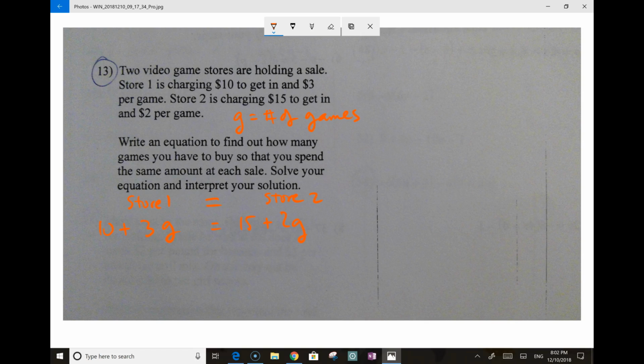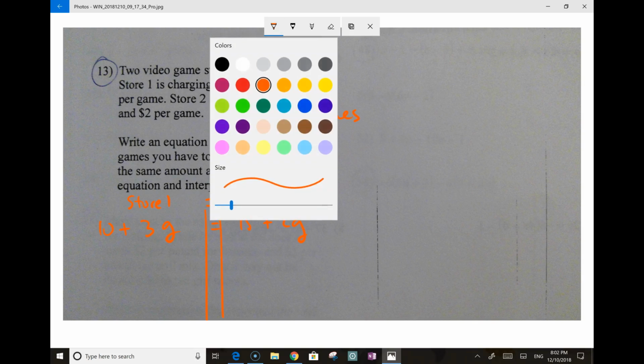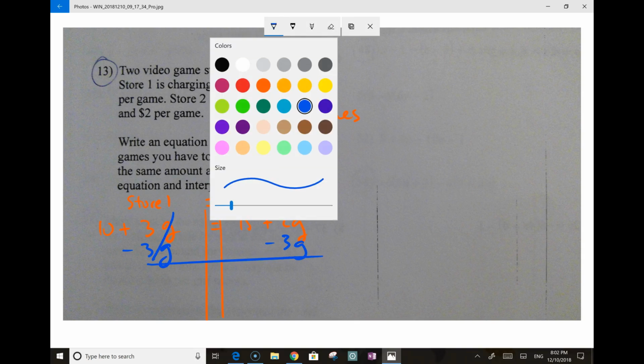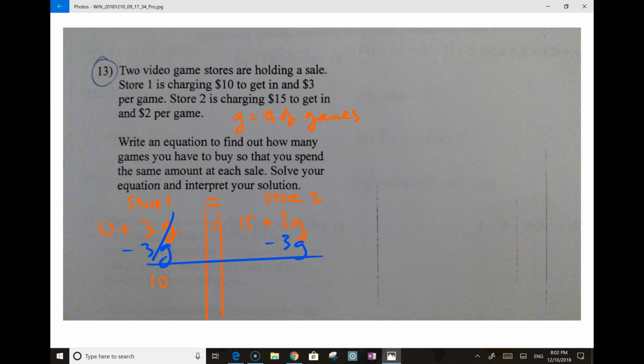So to solve this, again, you want to juggle things around, bring the variables together on one side, push the numbers to the other side, and it doesn't matter on what side the variable ends up. If you're comfortable working with negatives, then you can just push it to either right or left side. So to demonstrate this, I'm going to move my 3g over to the right side by subtraction. So here we go. It's going to be minus 3g, and then these eliminate. What I get is 10 is equal to 15 minus g.